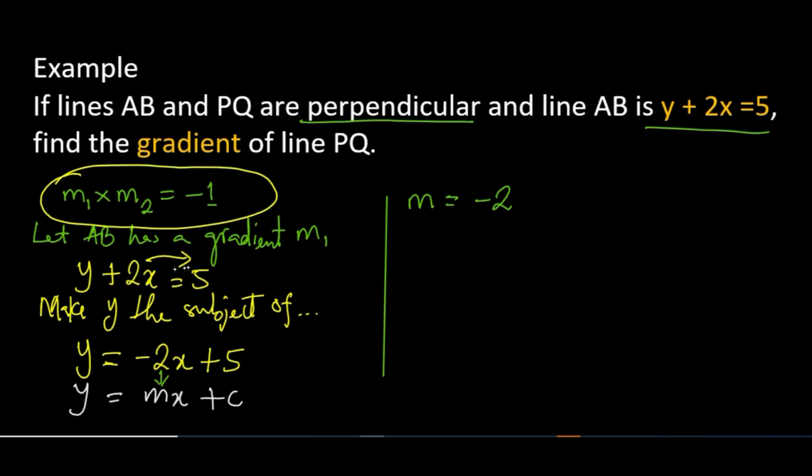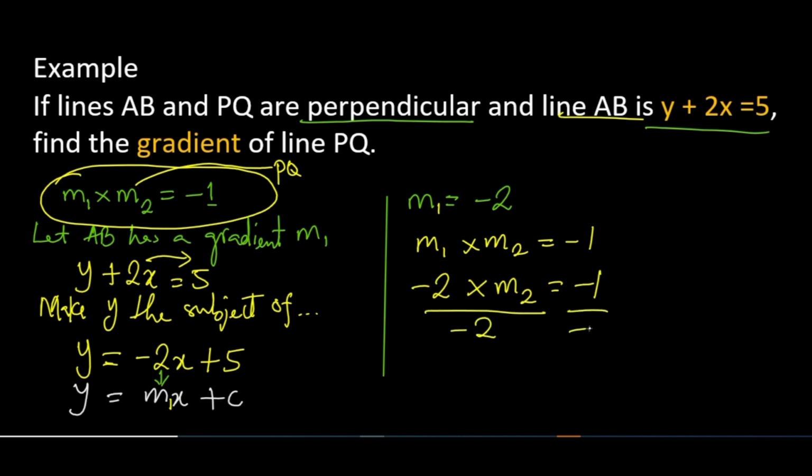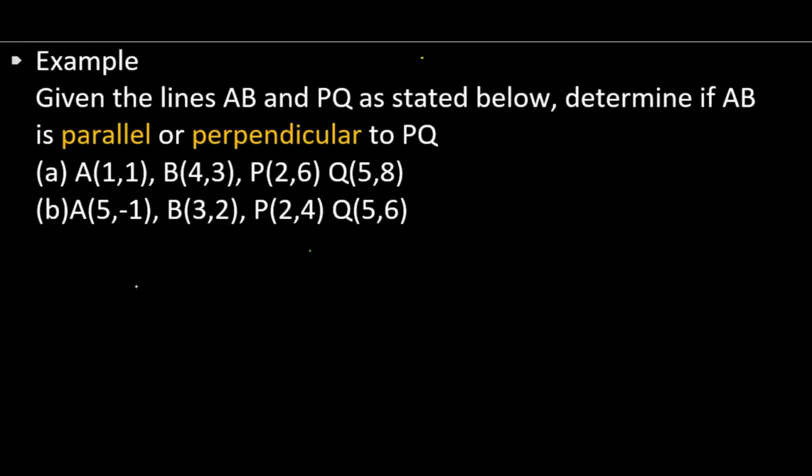Look at the relationship now. We want to get the gradient for line PQ. You say that M1 times M2 is equal to -1, as I've rightly said before. So M1 is -2, times M2, which is equal to -1 there. So we divide everything by -2. So we have the gradient of PQ now to be equal to 1/2. And that is for that.